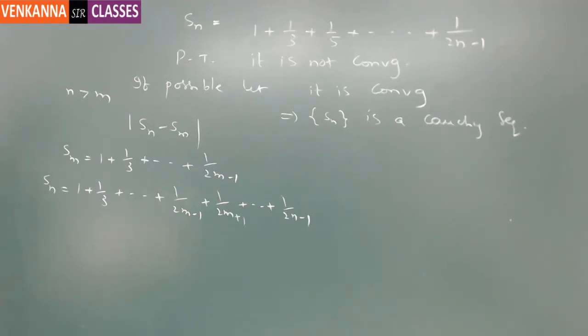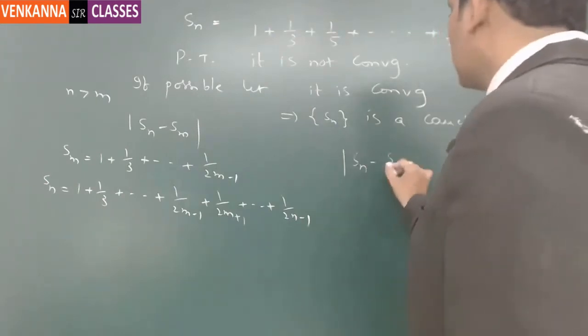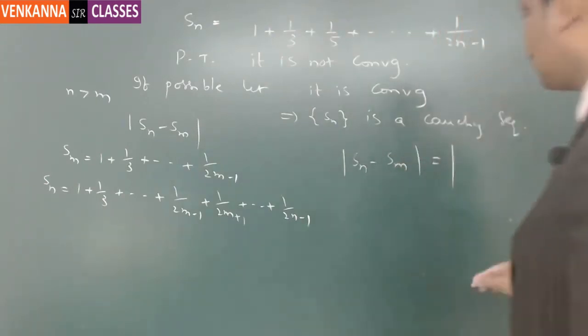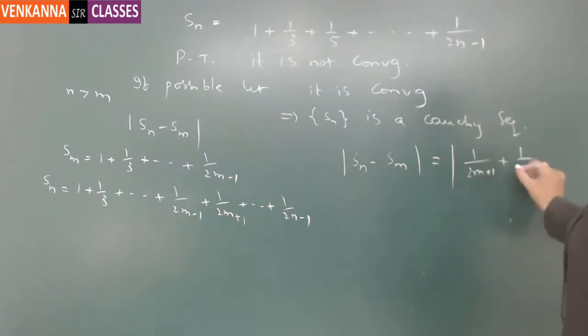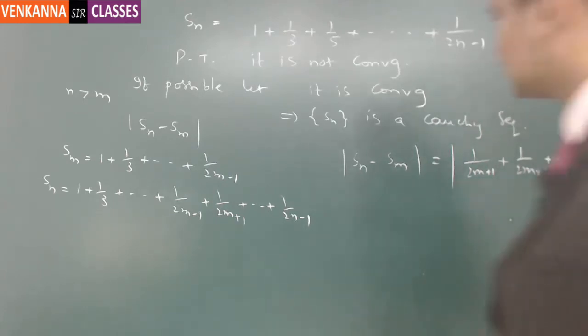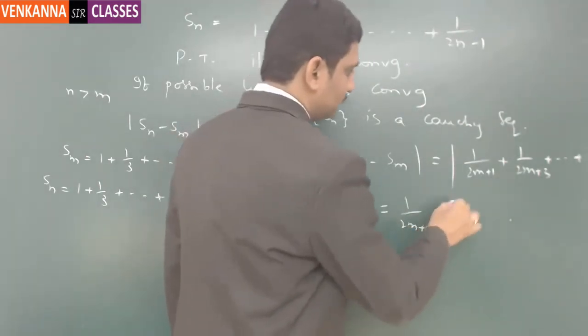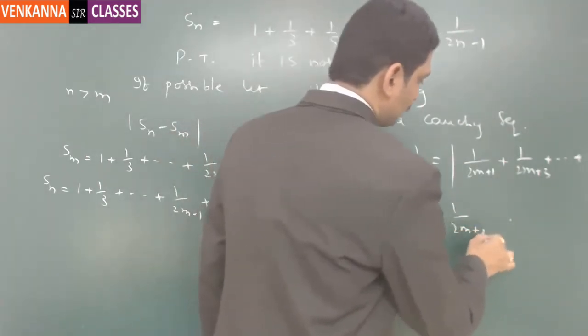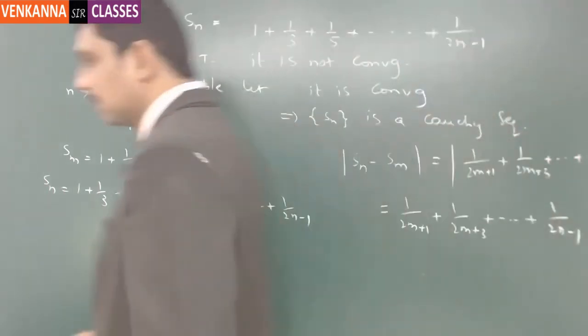Now, if you consider the difference between the two, modulus of Sn minus Sm is equal to modulus of 1 by 2m plus 1, 1 by 2m plus 3, so on plus 1 by 2n minus 1. Since the values are positive, you can straight away write like this. Please check that.